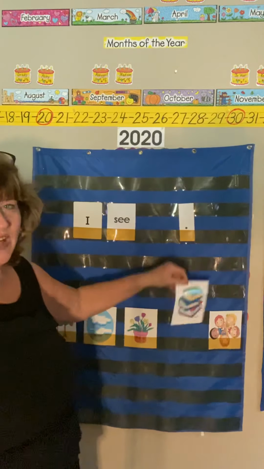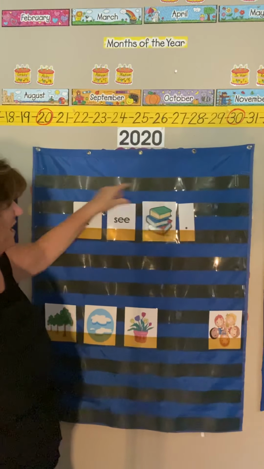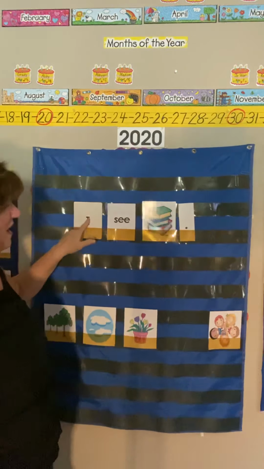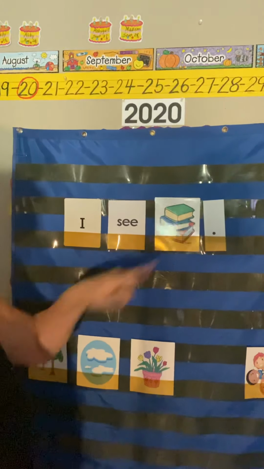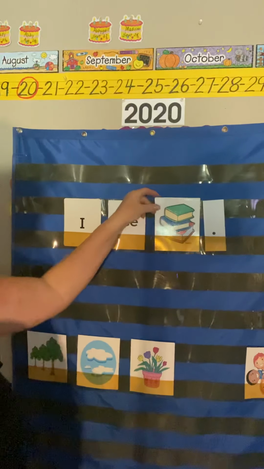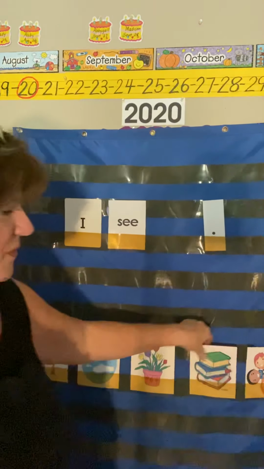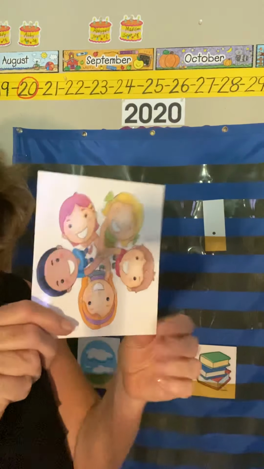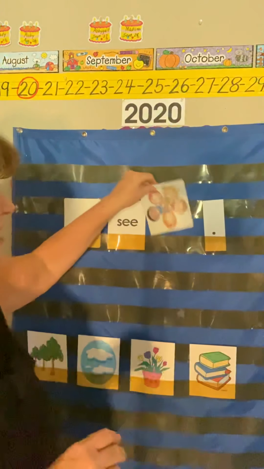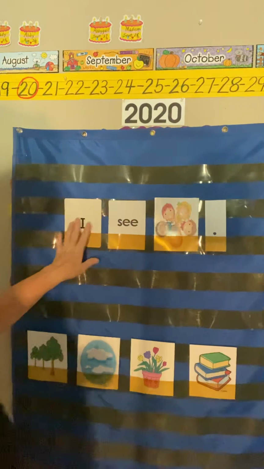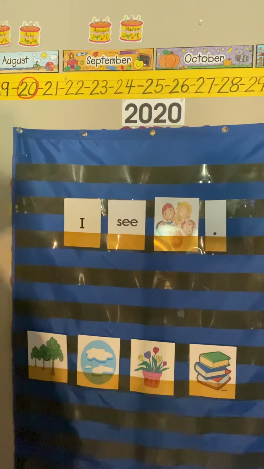What do you see right here? Let's read it. I see books. And you don't want to say I see book. That doesn't make sense. There are 3. I see 3 books. And what do you see here? I see children, right? Or you could call them kids. I see children. Or I see the friends.